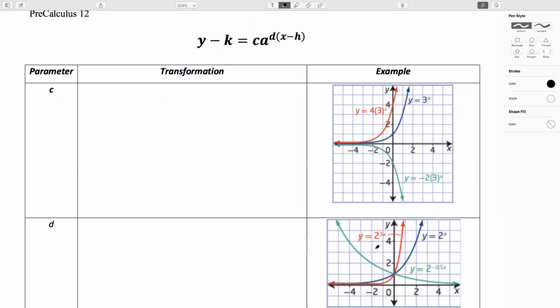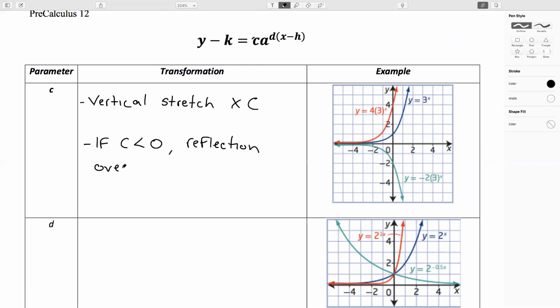So we're going to go through each of these parameters one at a time to see how they affect our function. C is going to be our vertical stretch. So this is a vertical stretch by a factor of C. If it's negative, if C is less than 0, then this will be a reflection over the x-axis.